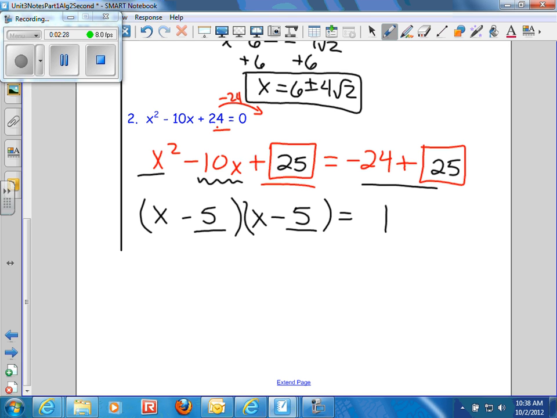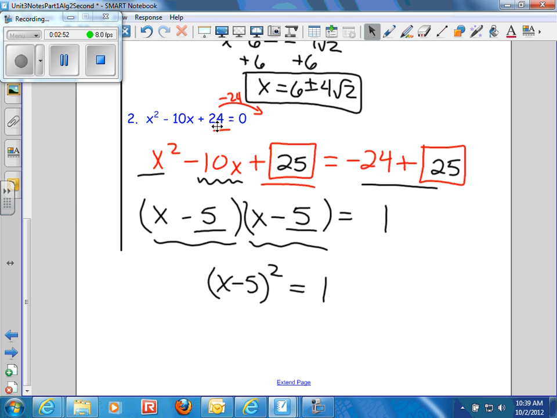So now, in the solving process, we have to clean this up. We have exactly matching binomials, so we're going to rewrite it as (x minus 5) squared. If you have matching terms like that, you want to write it like I just said. And then on the right is 1. So we've done the completing the square portion, now we're just going to solve it.